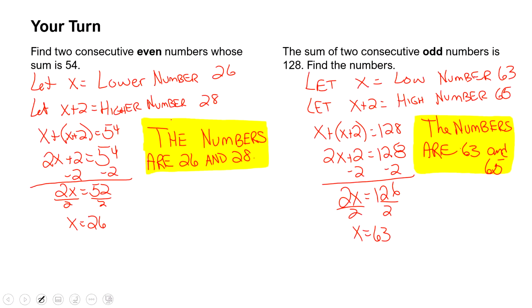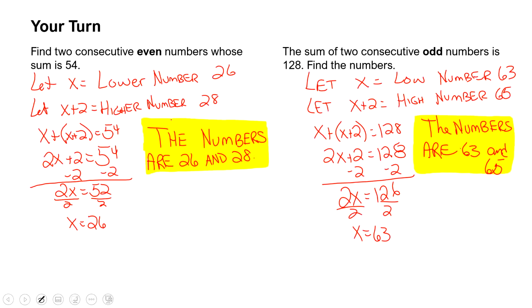So here we go. We found x is the lower number, x plus 2 is the higher number, like I said. Set up our equation, x plus 2 equals 54. Went through and solved it. We found x was 26. So the higher number is going to be 26 plus 2, or 28.